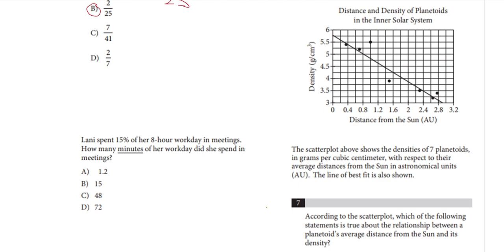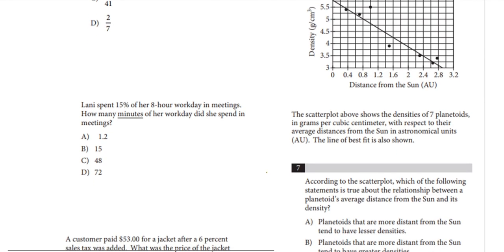So here we have an XY coordinate plane that represents the distance and density of planetoids in the inner solar system. The x-axis represents the distance from the sun, and the y-axis represents the density. The scatter plot above shows the density of 7 planetoids in grams per cubic centimeter with respect to their average distance from the sun in astronomical units, AU. The line of best fit is also shown.